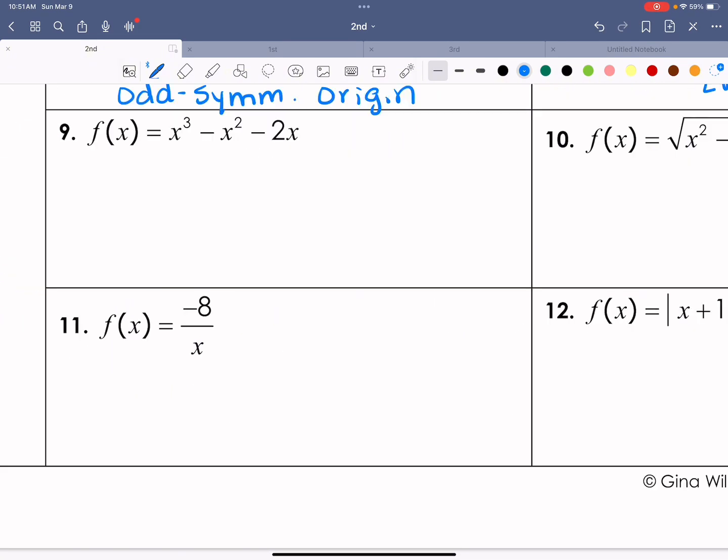Now let's look at number 9. Once again, I'm going to find negative f of x by doing negative in front of this whole thing. So that's x cubed minus x squared minus 2x. And what's that going to do for me? Well, it's going to be negative x cubed positive x squared plus 2x.